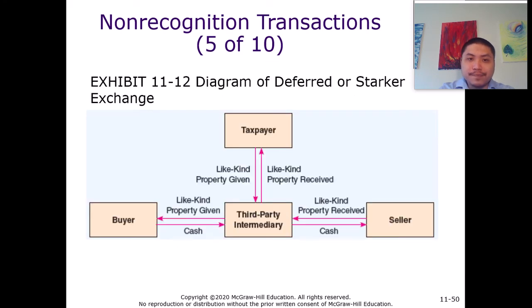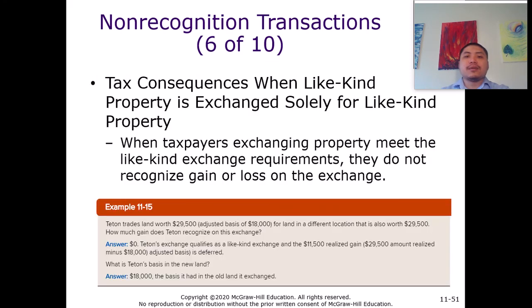So that's why, for like-kind exchange, the IRS doesn't require the taxpayer to pay tax, because they don't recognize the gain or loss, right? As I mentioned, the IRS allows taxpayers to defer the recognition of gain until later when they sell the property or somehow. But at the moment of the exchange, the taxpayer doesn't have to recognize any gain or loss on the exchange. So let's look at this example.